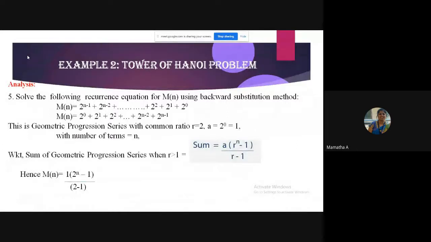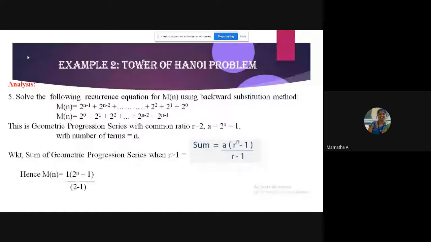So what is my answer here? Finally, what is M of n? M of n is 2 power n minus 1. This tells you that the number of moves required to move n discs is 2 power n minus 1.